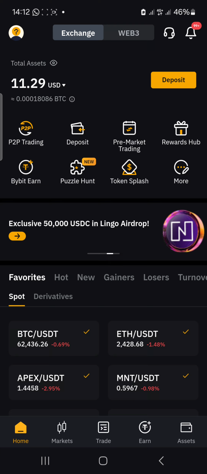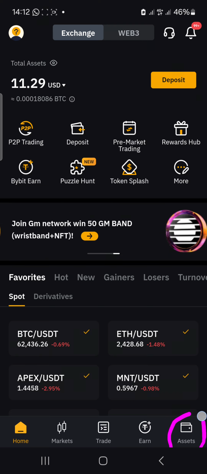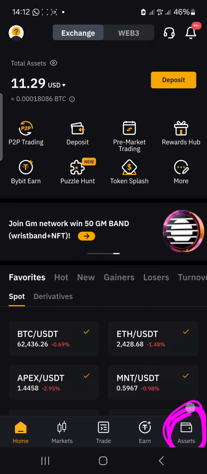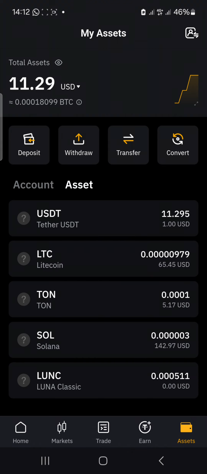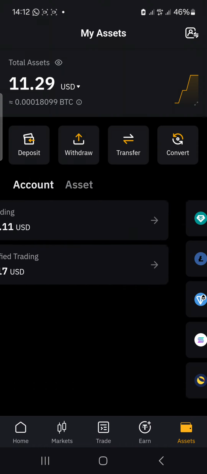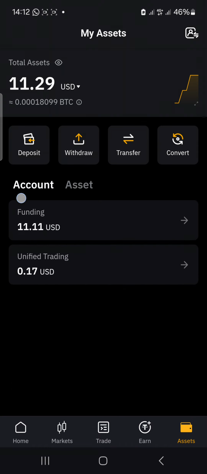We're already in it. So you click on your assets when you open ByBit, right? If you click on your assets, you're going to see two kinds of accounts. Of course, if you want to see all your assets, you can go ahead and click on assets here, and your assets will show here, right? But it won't show you what kind of wallet they are in. So just leave it on account.